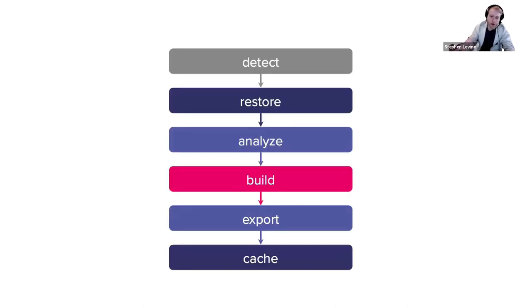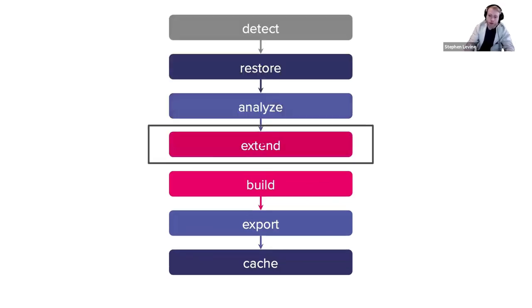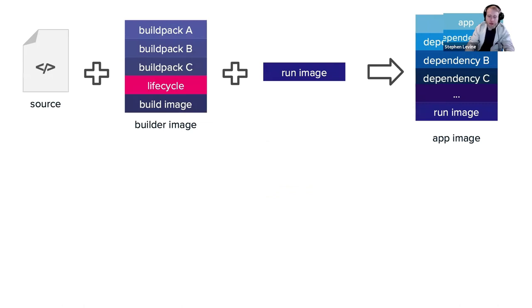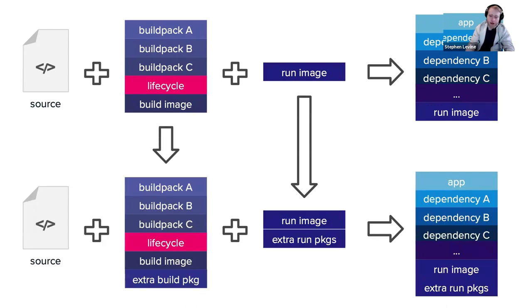And so to do this, we took the set of six steps that we had before. We introduced a new step before build called extend. And what extend does is it takes the builder image and run image that were provided and runs the stack pack on each of those images in separate containers to generate two new layers, one for each image, that have additional build time packages and additional runtime packages.